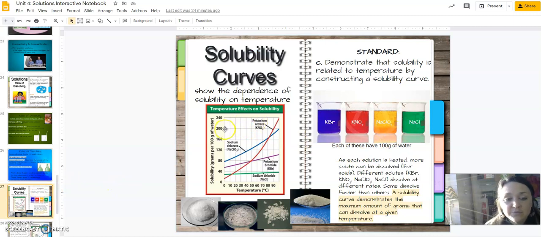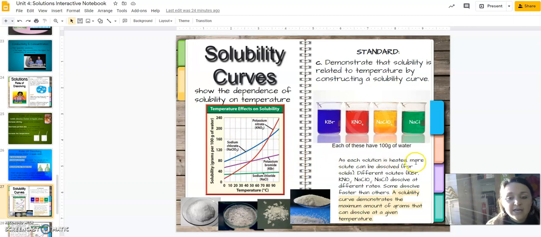Solubility curves are very simple to read. They're just a basic graph, but they show how solubility depends on temperature. We just said heating things up can cause some things, like solids, to dissolve better, but in a case like a gas, like carbon dioxide in your drink, it will cause it to dissolve worse. So we're going to look at these lines and how to read them. We've got KBr, KNO3, NaClO3, and NaCl. All these are right here.